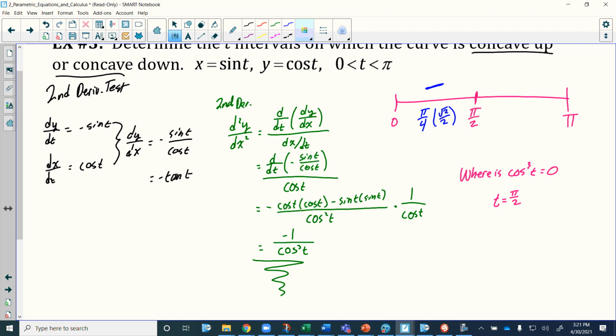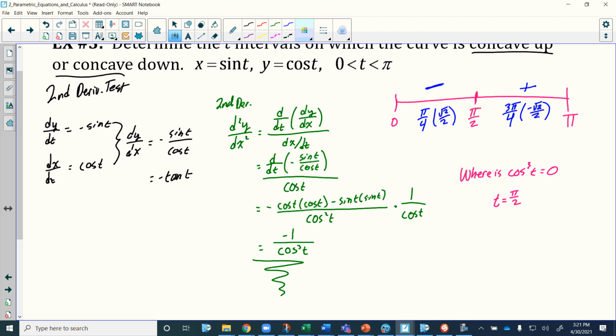And if I pick a number that's greater than pi over 2 but less than pi, let's say 3 pi over 4, well, cosine of 3 pi over 4 is actually going to be a negative number. That is going to be negative radical 2 over 2. So if I cube that number, I get a negative number, but I have a negative in the numerator, so that would create a positive value.